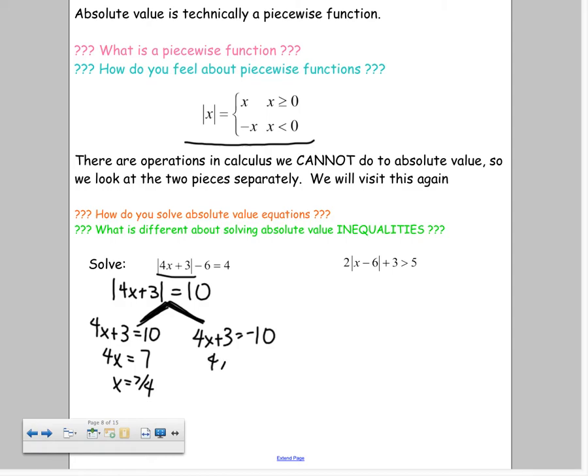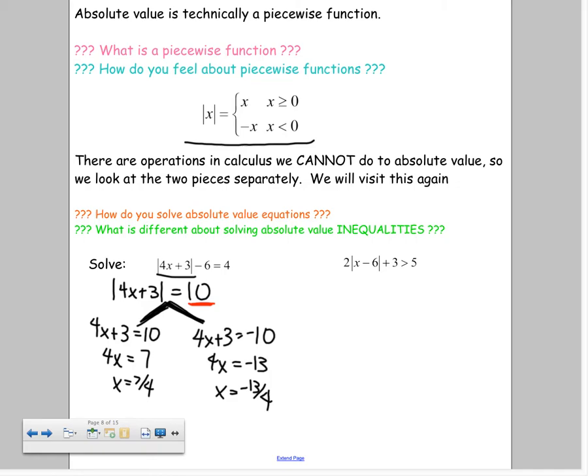So now I'm going to continue solving this, and I have two answers. Now I can always check those answers by plugging them in for x and seeing if I get a true equation. Sometimes you might get extraneous solutions if your absolute value doesn't equal a constant, if it equals something that has an x or a variable in it. And so it is good to check your answers on absolute values.